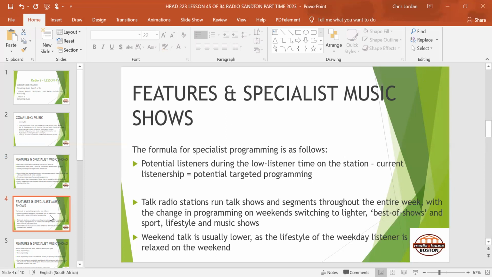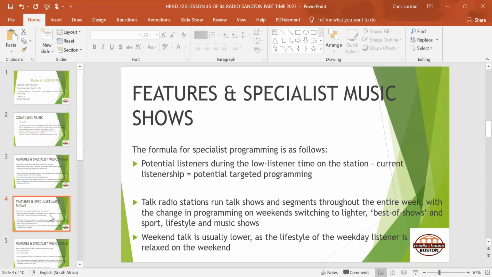Talk radio stations run talk shows and segments throughout the entire week. With the change in programming on weekends, you'll definitely find that they include sport, lifestyle, and some music shows, best of shows, that type of thing. You'll even hear a best of show predominantly on contemporary commercial stations like Jacaranda. You will find the best of Martin Bester playing on a Sunday. I always seem to not catch it. As I'm driving to work on Sunday, it comes in and then I switch it off because it's not really interesting for me. But it might be to a Jacaranda listener, right?